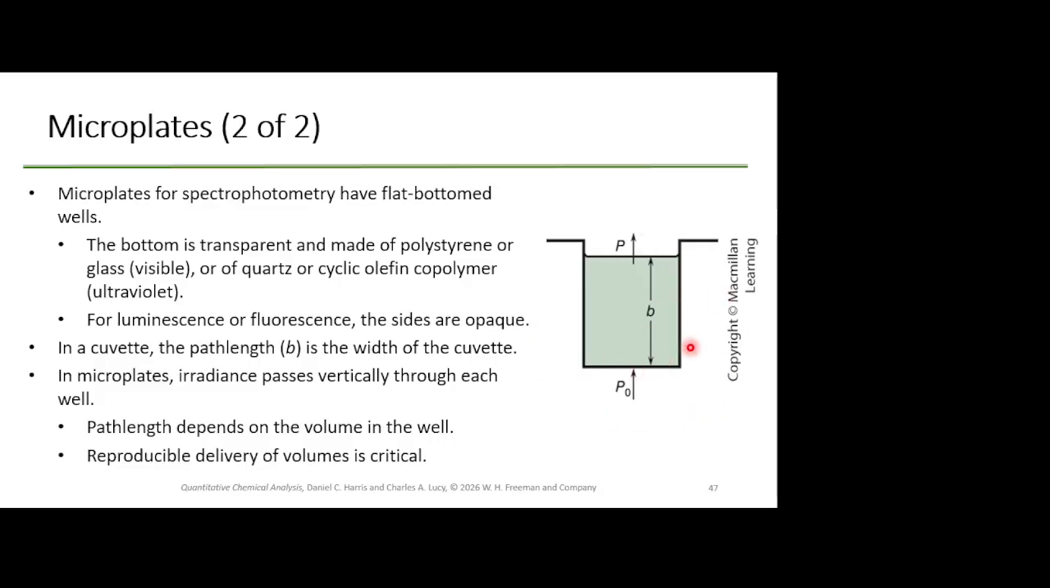So the bottom's going to be transparent. It's going to be made out of one of the materials that you would use for each of the different spectrometries. For example, if you're using visible, polystyrene and glass both work fine. Polystyrene is really nice because when it starts scratching, you can just throw it away and get a new one. So they oftentimes do that.